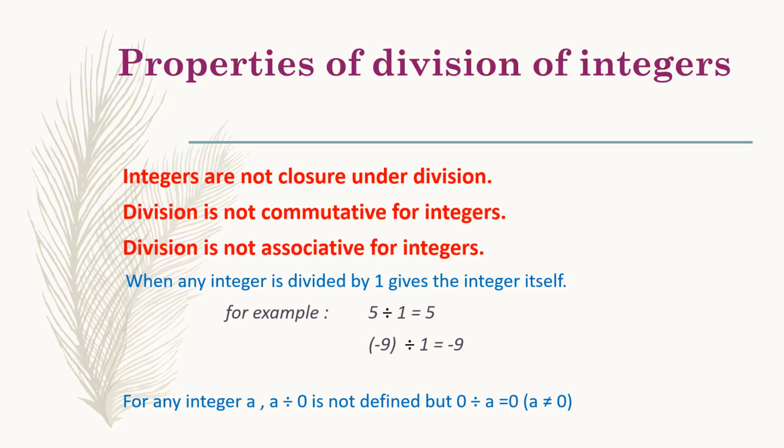Our answer is 2. Means if we change the order of integers, then we will get different answers. So division is not commutative for integers. Then division is not associative for integers. Same, if we change the grouping of integers, then we will get different answers. Next property, when any integer is divided by 1 it gives the integer itself, and if any integer is divided by 0, then its answer is not defined. But if we divide 0 by any integer other than 0, then we will get 0.